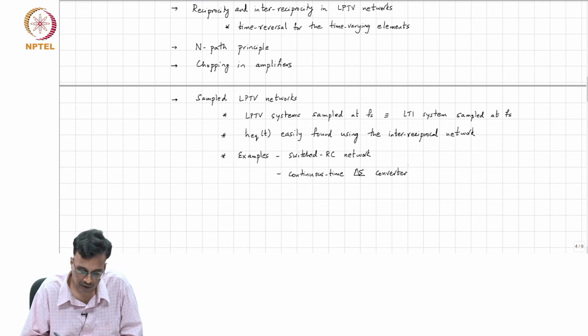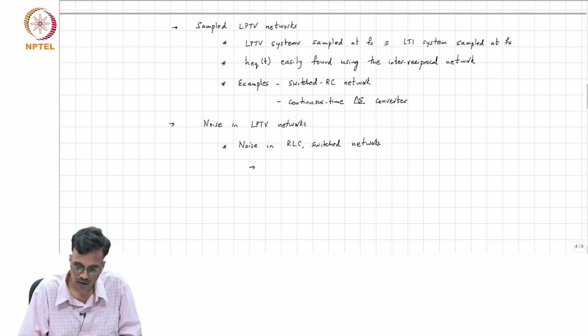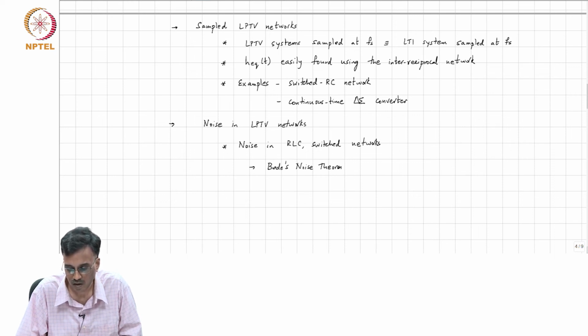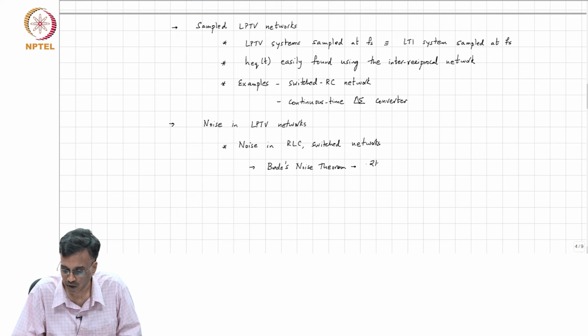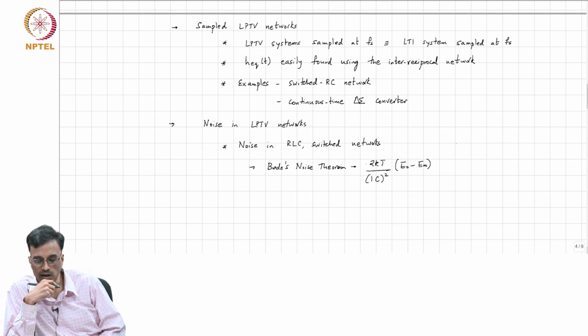Then with that, we saw noise in LPTV networks, and specifically noise in RLC switched networks, and perhaps quite surprisingly, we find that Bode's noise theorem still applies, and that is basically the mean square noise is again 2 kT by 1 coulomb square times E 0 minus E infinity, and this is exactly the same result that we got for an RLC network.